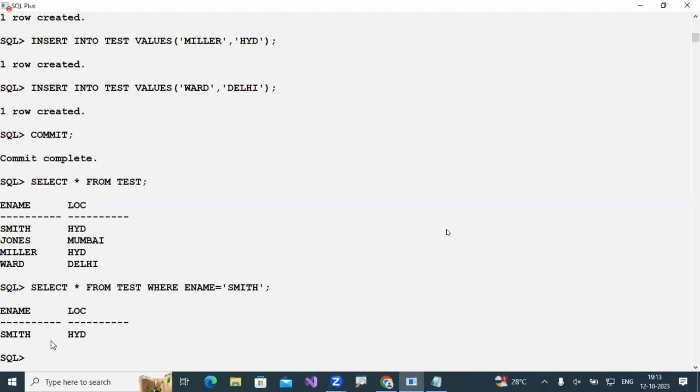But this is not my requirement. My requirement is Smith's working location, and if any other person is also there, that person's data should also be retrieved. But it is not retrieved. Then how can I fulfill it?